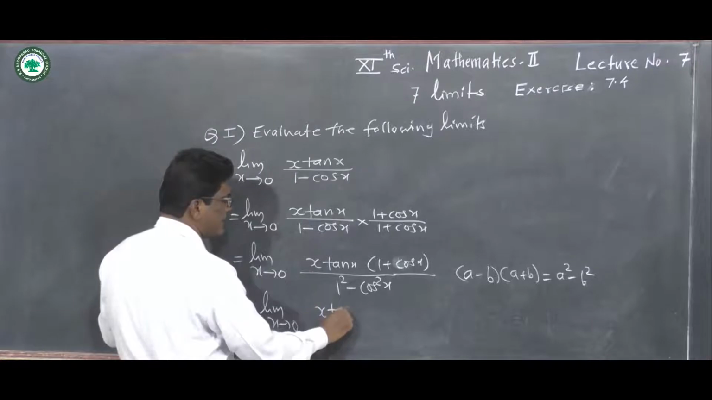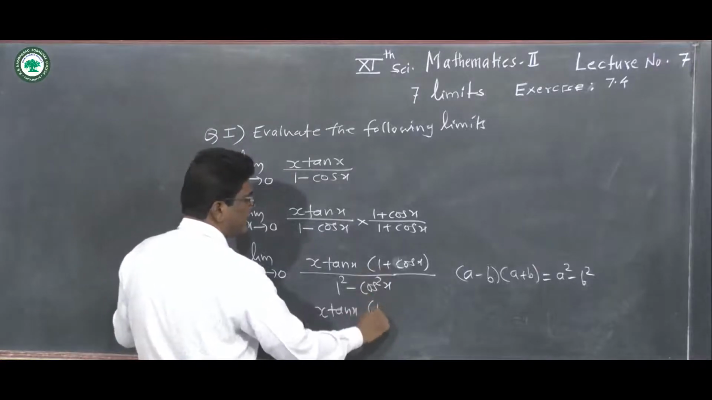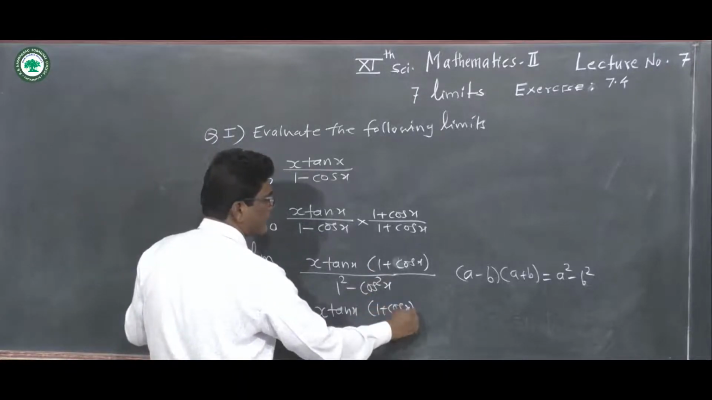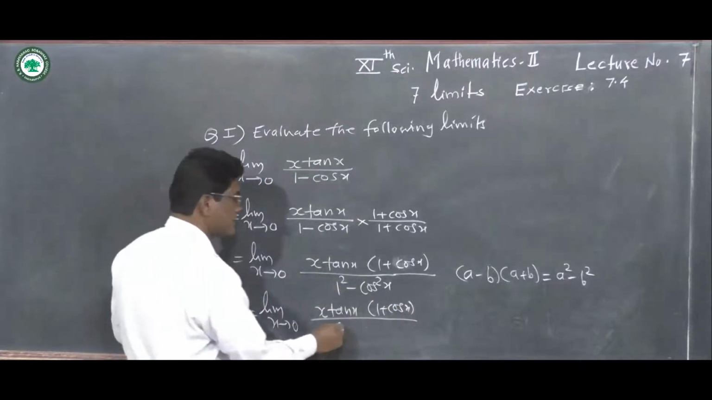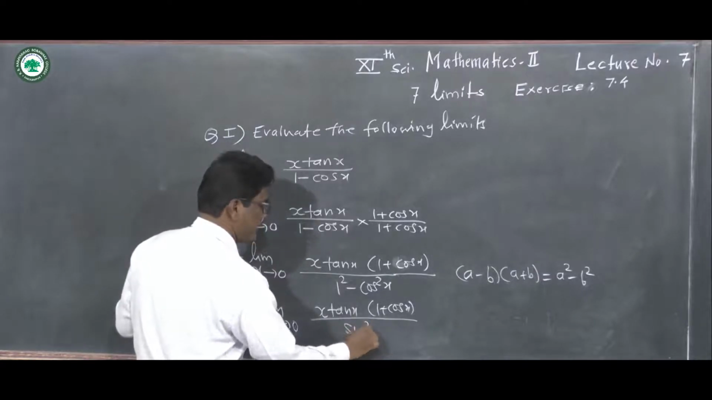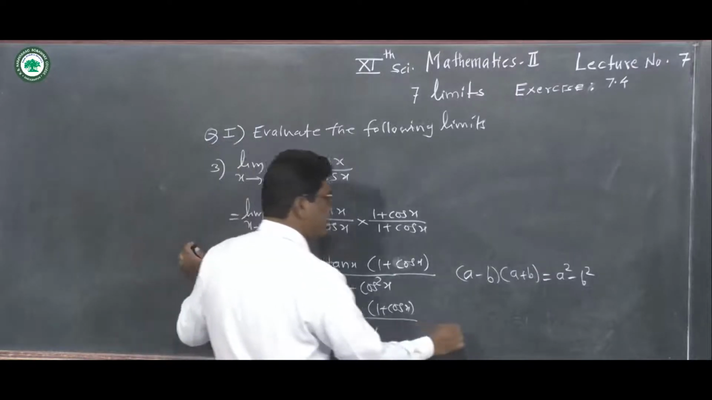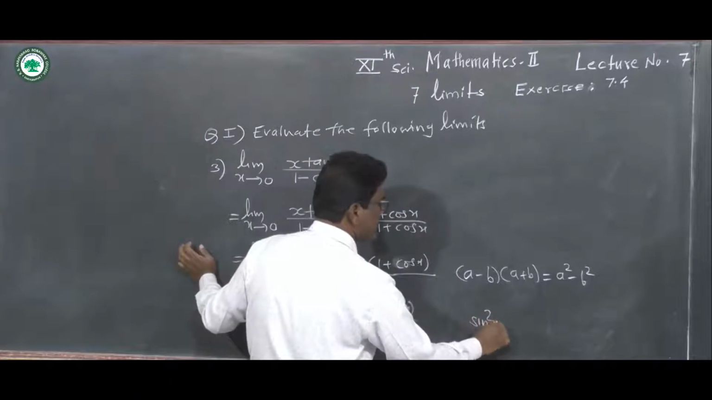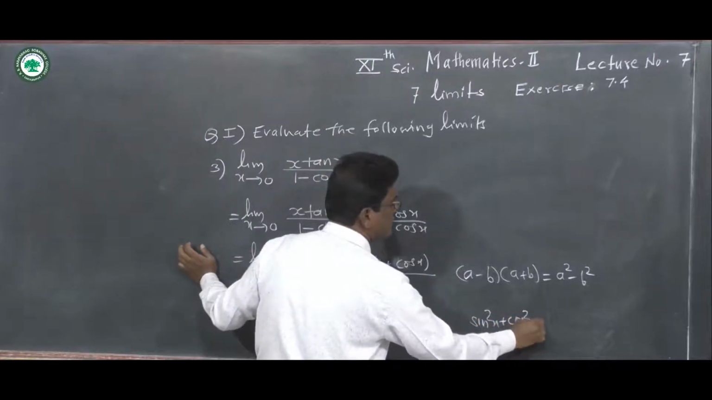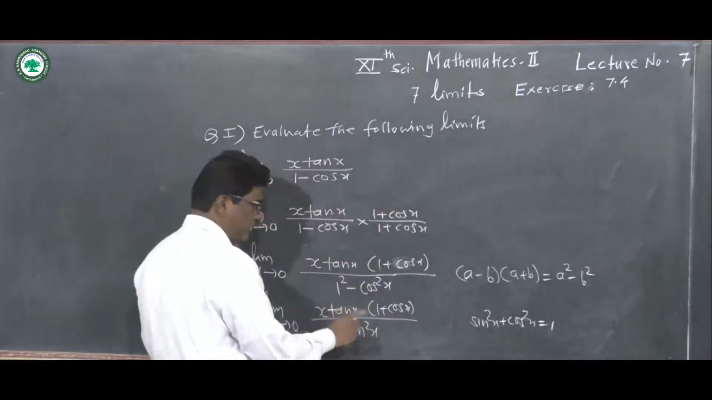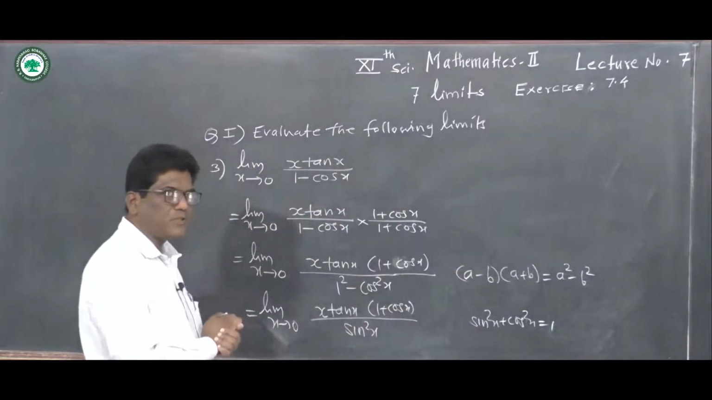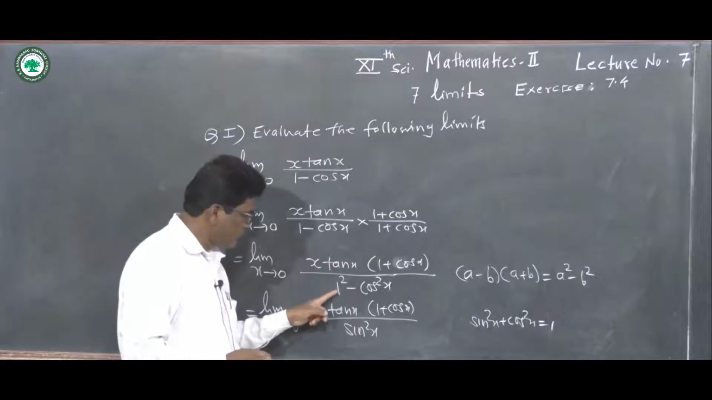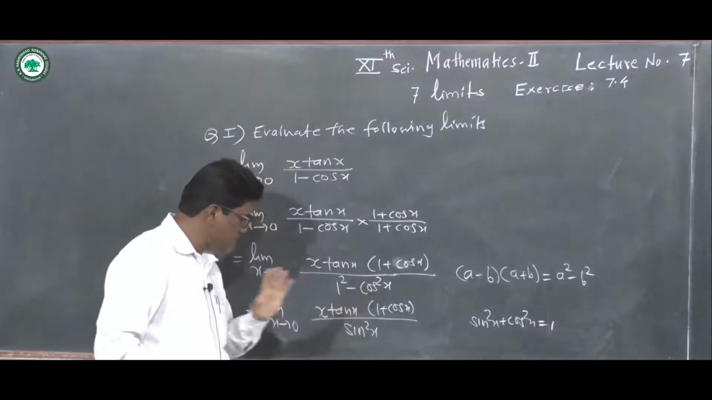So we get limit as x tends to 0 of x tan x, in the bracket 1 plus cos x, divided by 1 minus cos square x. Using the first fundamental identity, it is sin square x, because we know that sin square x plus cos square x is equal to 1, and therefore we carry cos square x to the right hand side. We get sin square x equal to 1 minus cos square x.